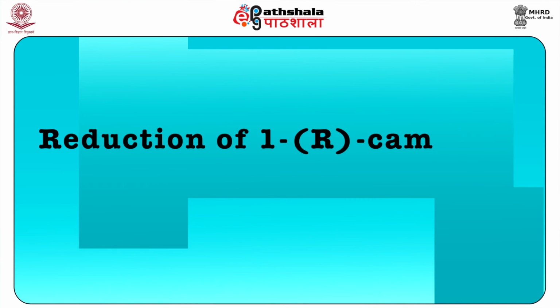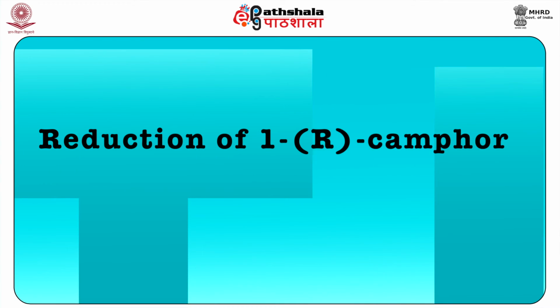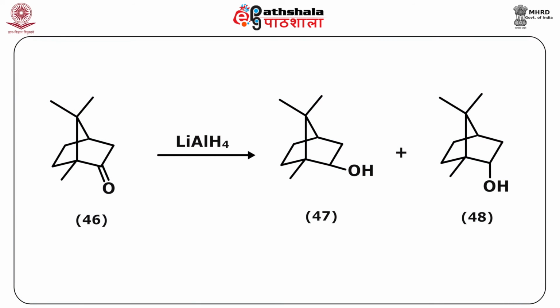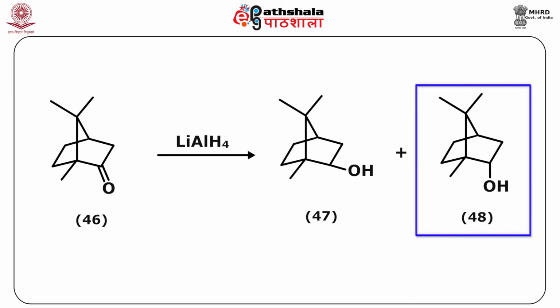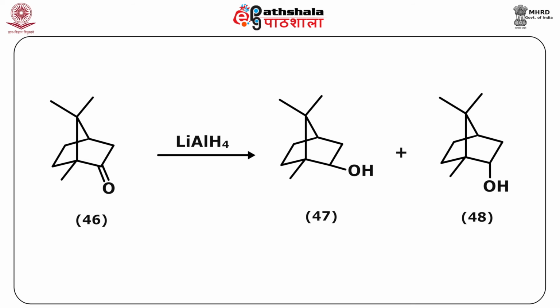Reduction of camphor. Reduction of 1R-camphor by 1 equivalent of lithium aluminium hydride afforded a 90.2:9.8 mixture of isoborneol with borneol, and an 88.7 to 11.3 ratio was obtained with the racemic camphor under identical reaction conditions.